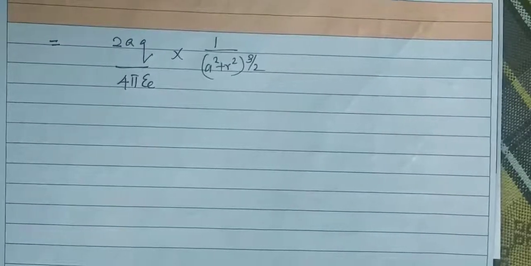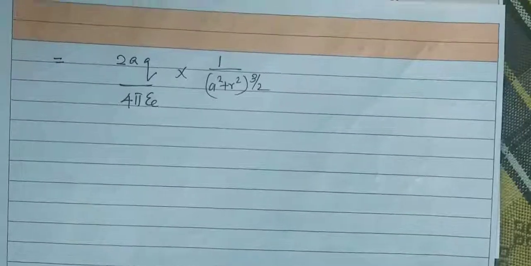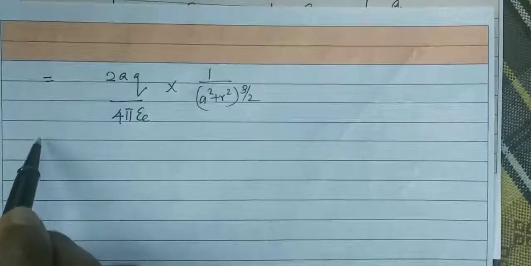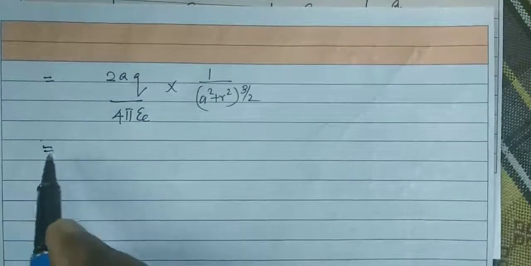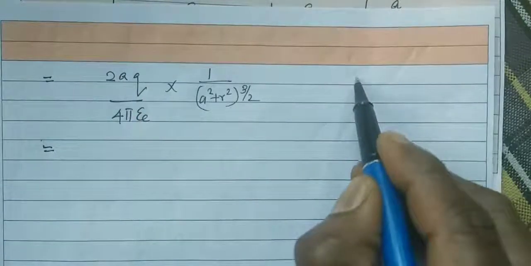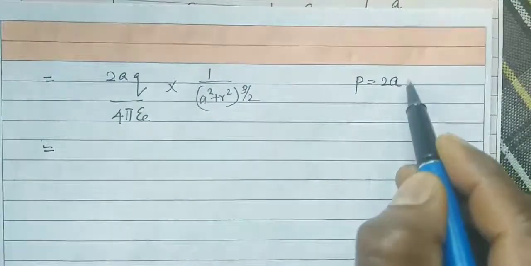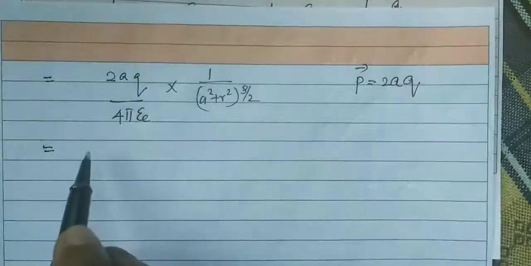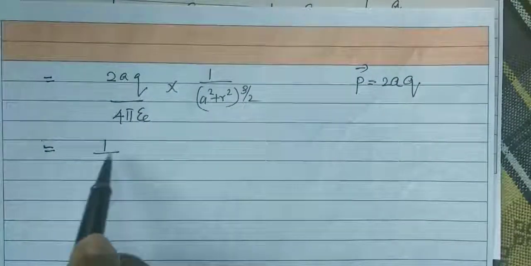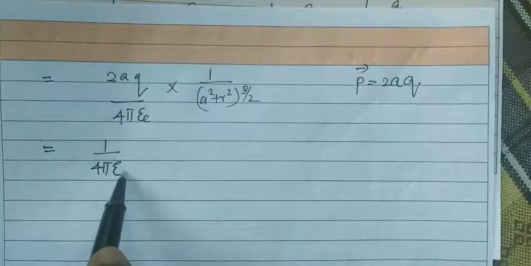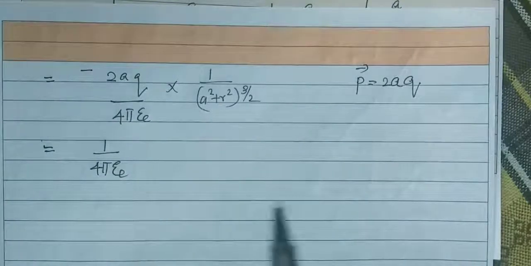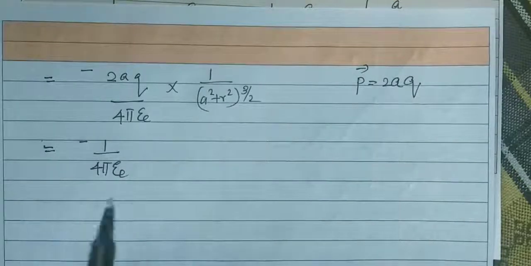Now we can rearrange the above equation once again. So here we have 2aq divided by 4 pi epsilon 0 and one complex term also. So 2aq is p, which is the electric dipole moment. You have already studied, it is a vector quantity. Its direction is just opposite to the direction of the electric field. So Coulomb constant 1 by 4 pi epsilon 0, I am putting one minus sign also. It is because the electric field is just opposite to the electric dipole moment. Is that clear to you?